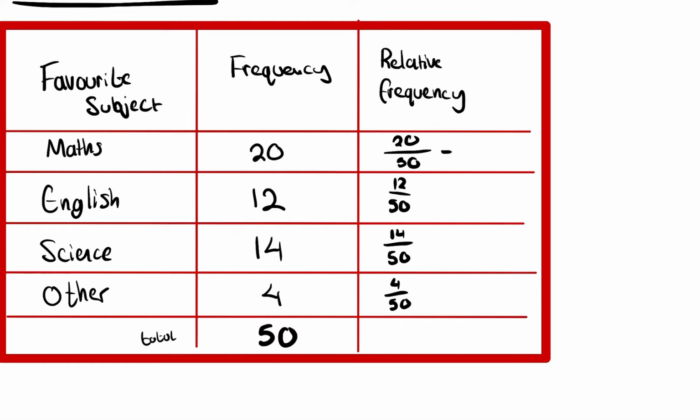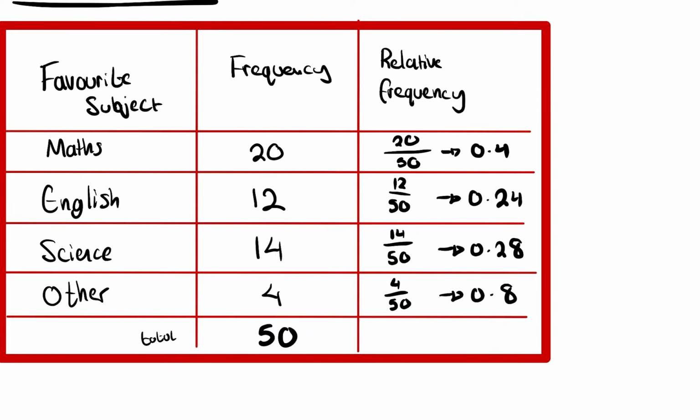So here, maths is going to be 0.4. 20 over 50 is 0.4, or 40%. 12 over 50 would be 0.24. 14 over 50 would be 0.28. And 4 over 50 would be 0.8.